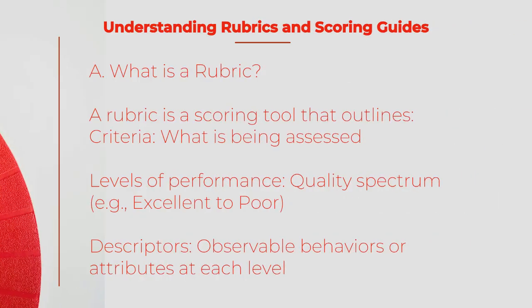Understanding rubrics and scoring guides. A. What is a rubric? A rubric is a scoring tool that outlines criteria, what is being assessed, levels of performance, quality spectrum, e.g., excellent to poor, descriptors, observable behaviors or attributes at each level.